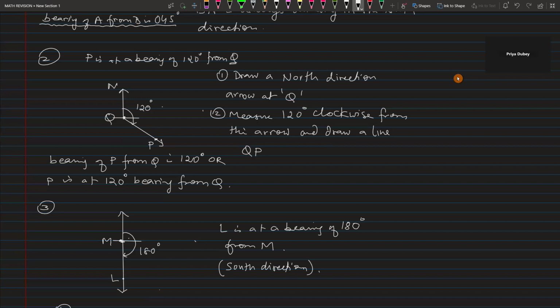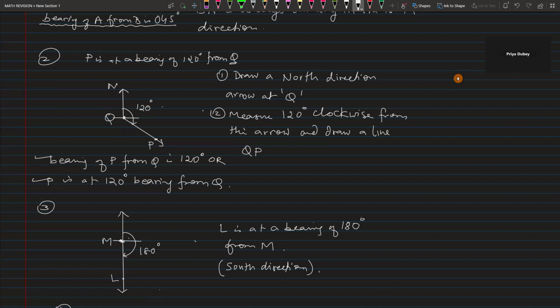Okay. और इसको read कैसे करेंगे? Bearing of P from Q is 120 degree. Or P is at 120 degree bearing from Q. देखो ये जो language है ना, even in the examination when the question comes in front of you, the language will be either this way, bearing of P from Q is 120 degree, or they will say P is at 120 degree bearing from Q. Both have the same meaning. Okay. Importance should be given to from के बाद what letter is coming. So after from, if Q is coming, so you will have to draw the north direction at Q.